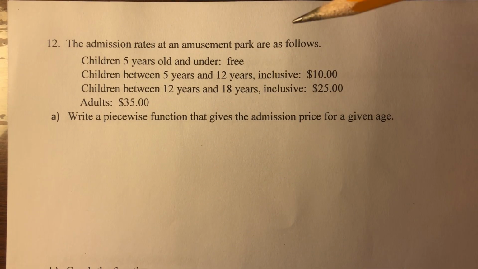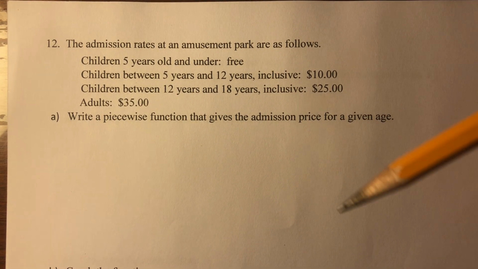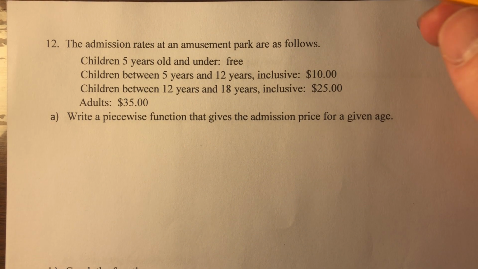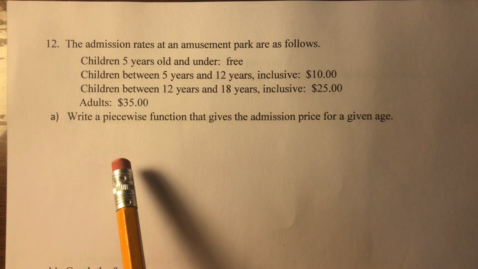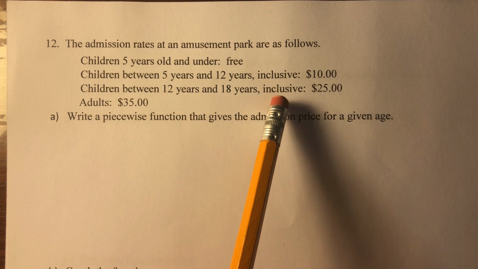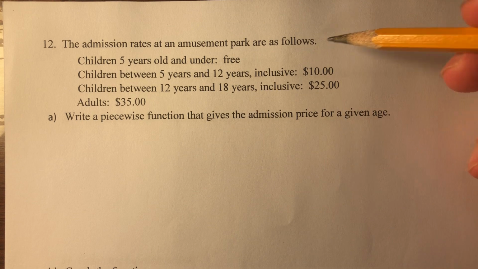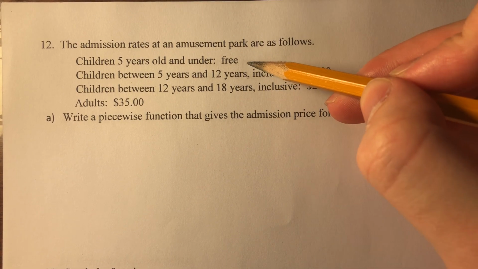The admission rates at an amusement park are as follows. Children 5 years old and under, free. Children between 5 and 12 years, inclusive, $10. Children between 12 years and 18 years, inclusive, $25. And adults are $35. So when they say inclusive, they're only referring to the last number.